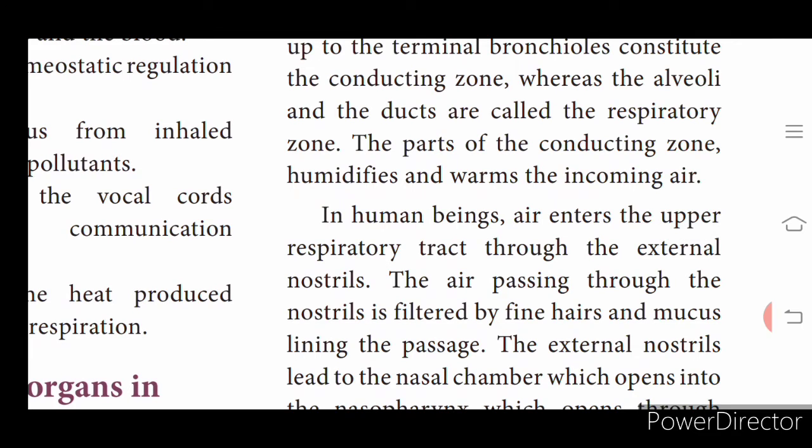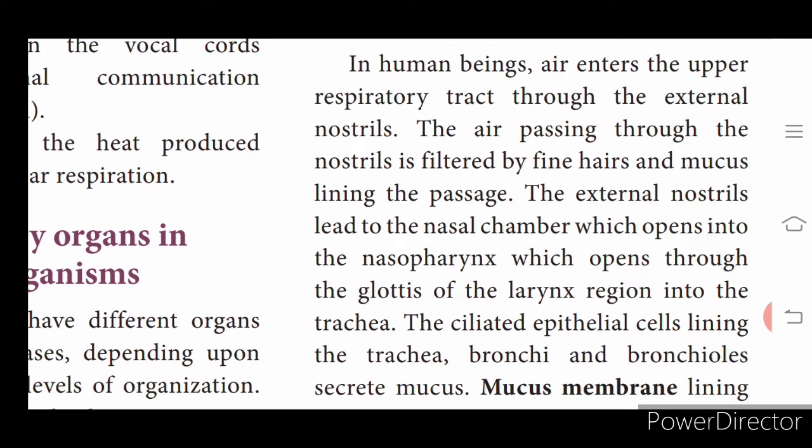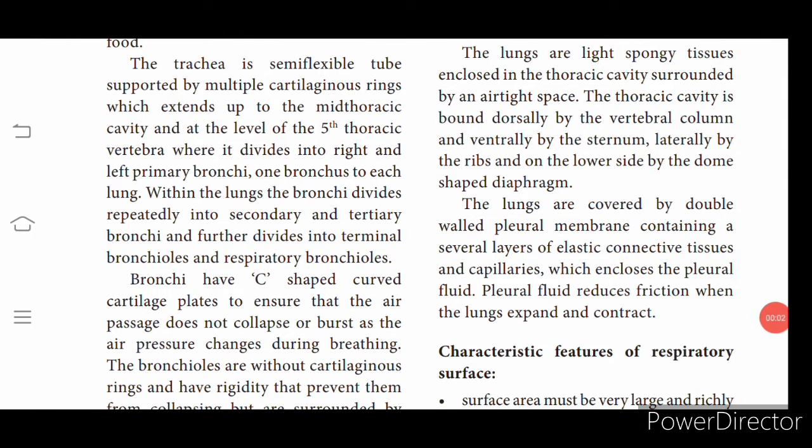The parts of the conducting zone humidify and warm the incoming air. Follow? So the air path is divided into conducting zone and respiratory zone. In human beings, air enters through the upper respiratory tract via the external nostril, and it is filtered by the fine hair and mucus lining the passage. Among the parts of the respiratory system, the trachea is a major conducting tube. It is a semi-flexible tube supported by multiple cartilaginous rings.